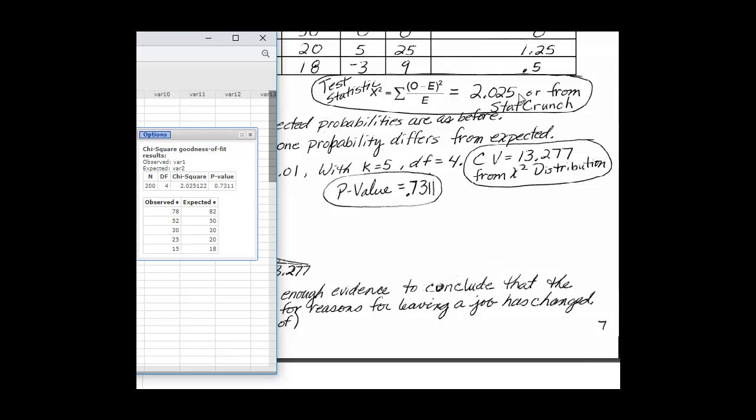And again, I don't want you to do it by hand. I think, use StatCrunch. Our p-value is 0.7311. So we've got that case where the p-value is high, the null will fly. When we compare the critical value to our test statistic, we can see that our test statistic is far to the left of our critical value. I didn't bother drawing those. So I'm sure at this point we can evaluate that accordingly.